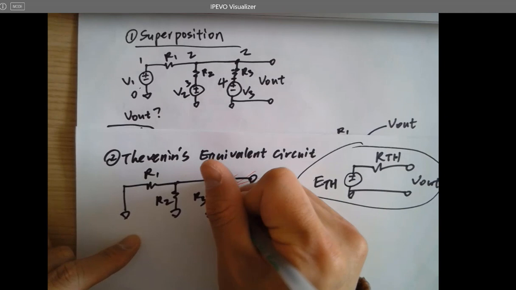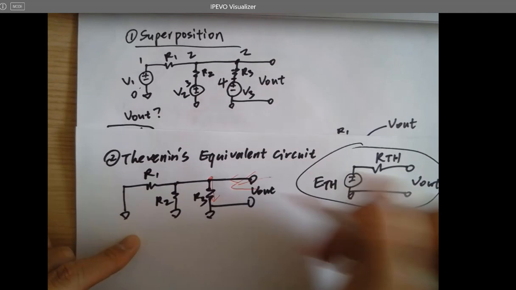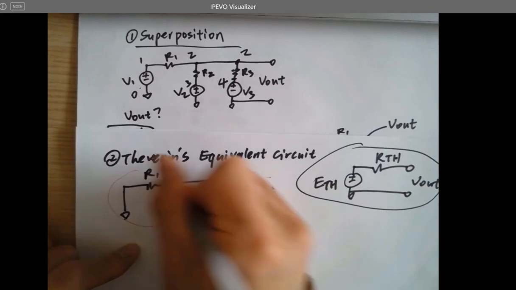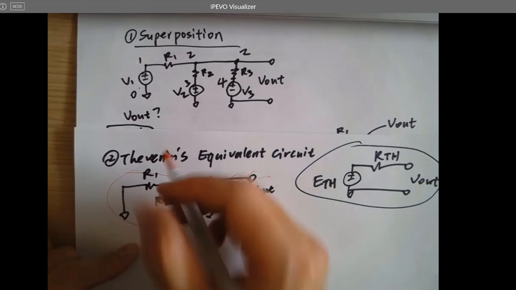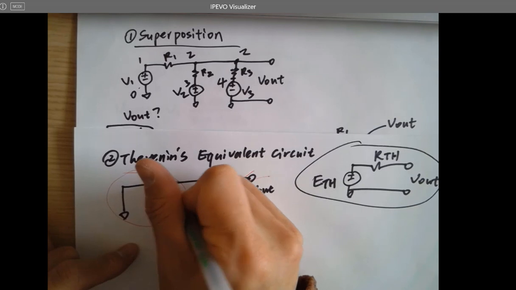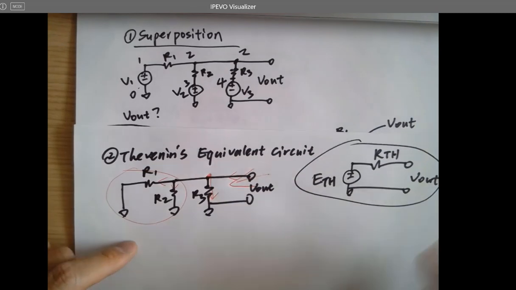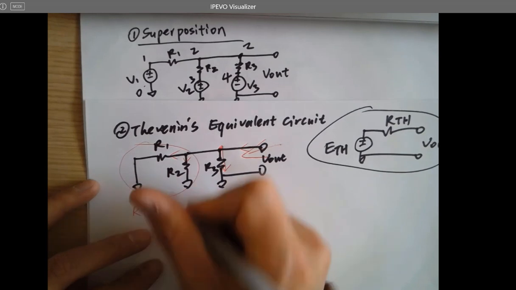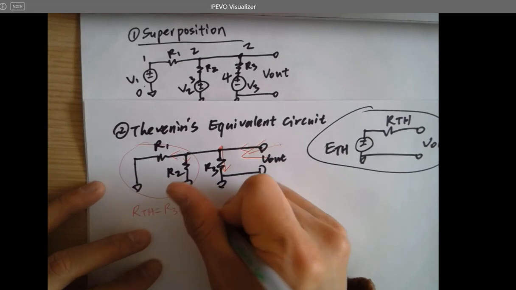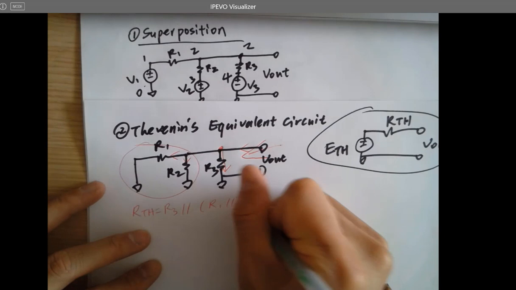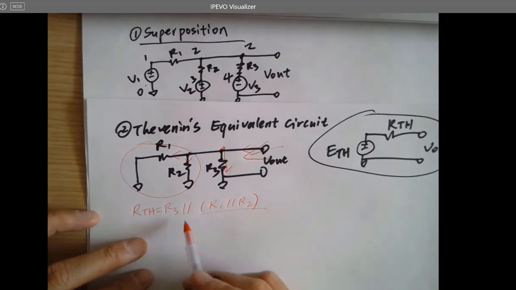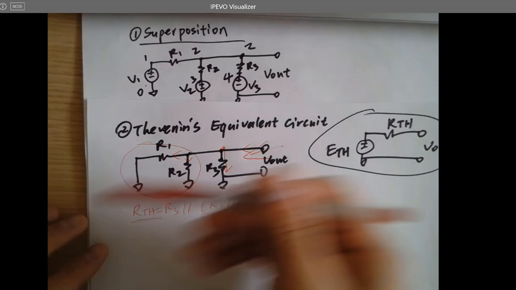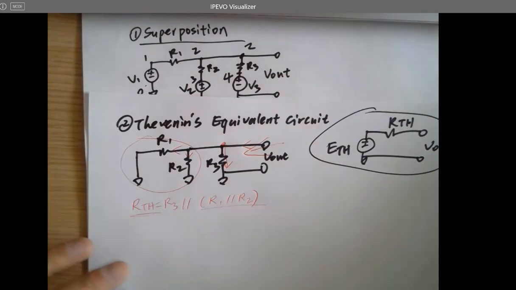The first branch starts from here, that's the first current branch. Then this entire thing is in parallel with R3. However, there are another two sub branches. The equivalent circuit equals R3 in parallel with R1 in parallel with R2. So whatever is here in parallel with R3 will be the equivalent resistance. Just look backwards, right? That's RTH.